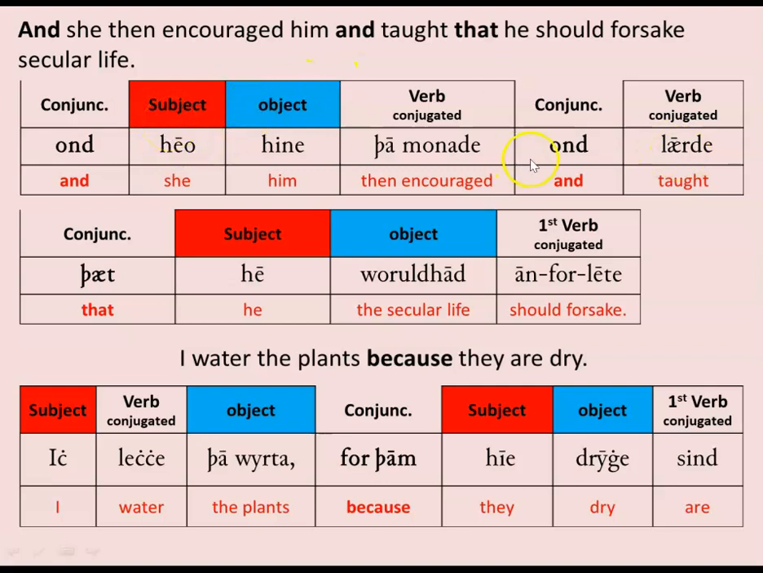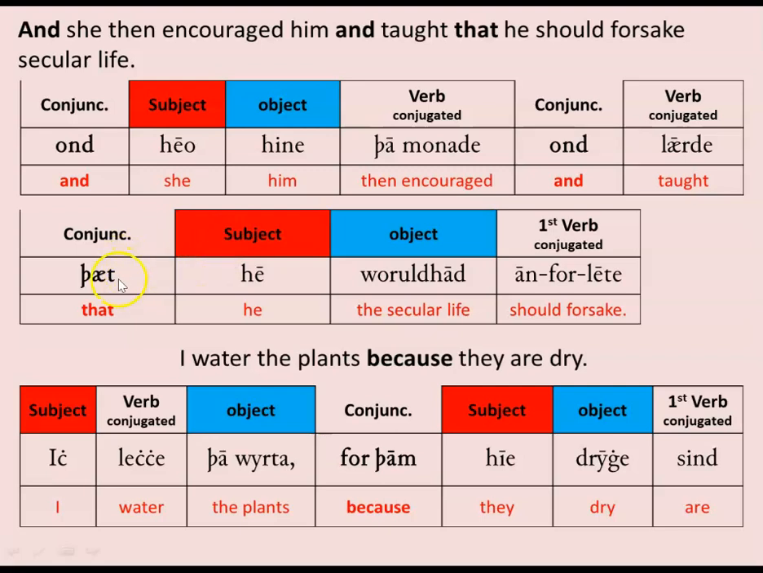Okay, we could have put ond heo larde, perfectly correct, but it's not necessary, it's redundant, because this verb can only relate back to its antecedent, which is the subject here. So you can drop off the second she. It's not necessary, okay? You can have it, it's not wrong.